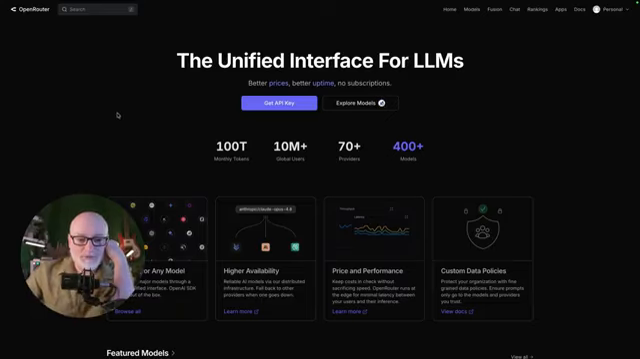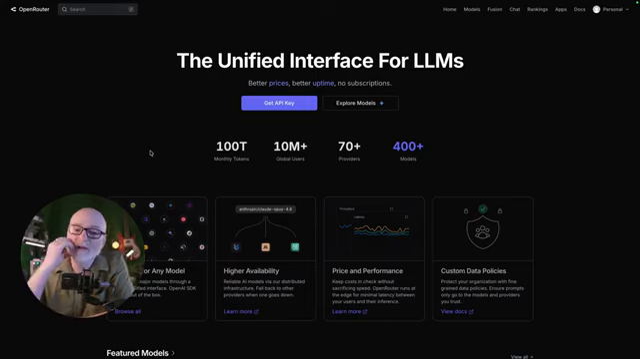OpenRouter. OpenRouter is an incredible platform. I'm going to spend a couple of minutes explaining what it is, because they do something that I really care about, which is a way to pay for tokens with cryptocurrency. Now, why is this important?